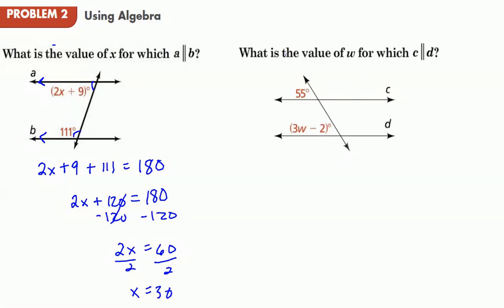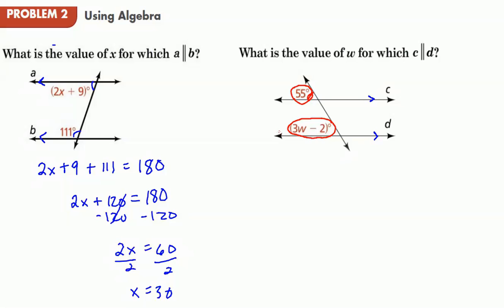Now, what is the value of w for which C is parallel to D? They're telling us these two are parallel. Because they're parallel, we're going to take this angle, 55, and this angle, 3w minus 2. Those happen to be corresponding. Corresponding angles are equal. The only ones that add up to 180 are same side. Everything else, alternate interior, alternate exterior, and corresponding angles, what we have here, are equal.